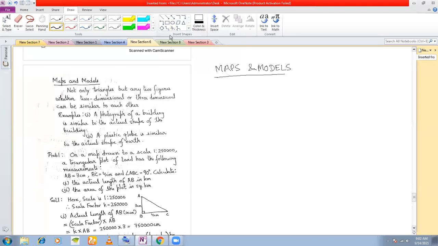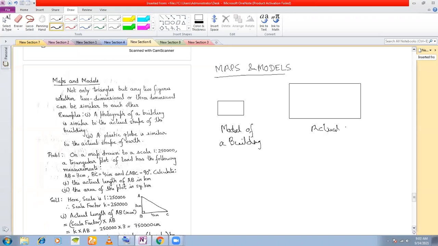Now, not only triangles, but two shapes can also be similar to each other. For example, let's say these two shapes. These two are similar to one another. Let's say this is the model of, say, a building. And this is the actual building. Now, suppose these measurements are given to you.